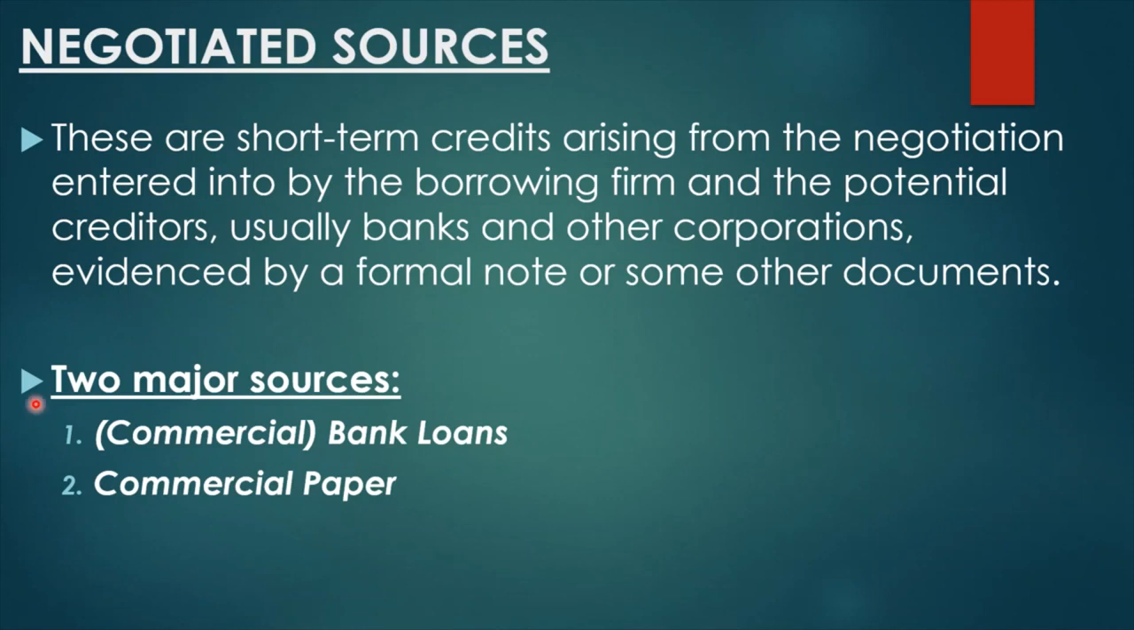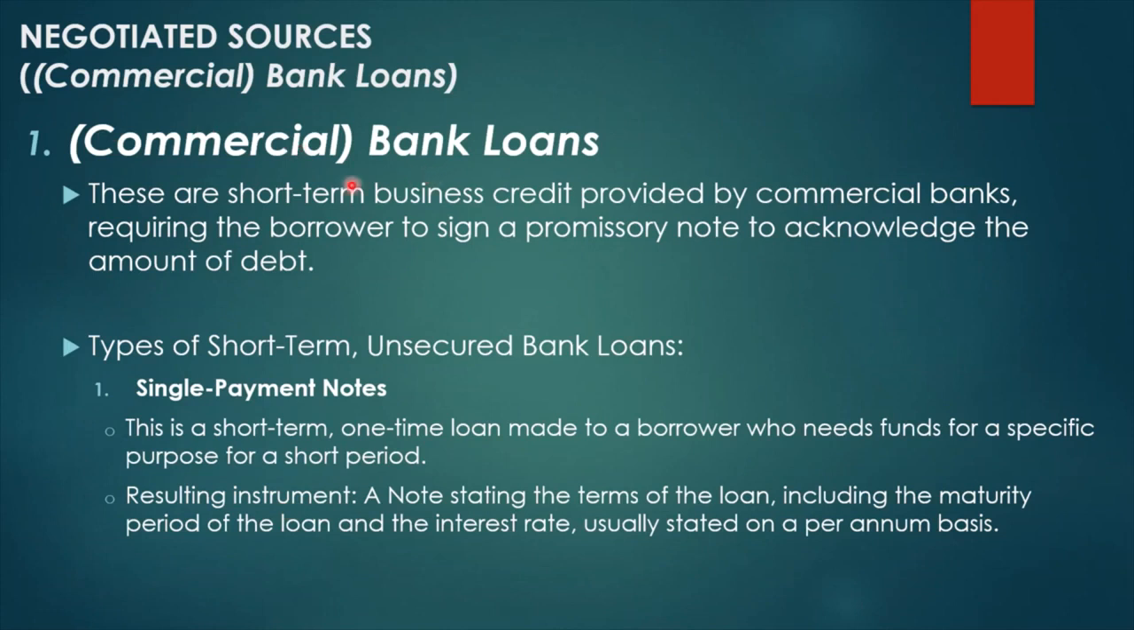the creditor. Now, may dalawang major sources ang negotiated sources, which is the commercial bank loan or commercial paper. Now, ano ba itong commercial bank loan? Well, ito yung mga short-term business credit provided by commercial banks requiring the borrower to sign a promissory note to acknowledge the amount of debt. So, ito yung mga binibigay na credit ng mga commercial banks. And itong mga credit na to, mga short-term.